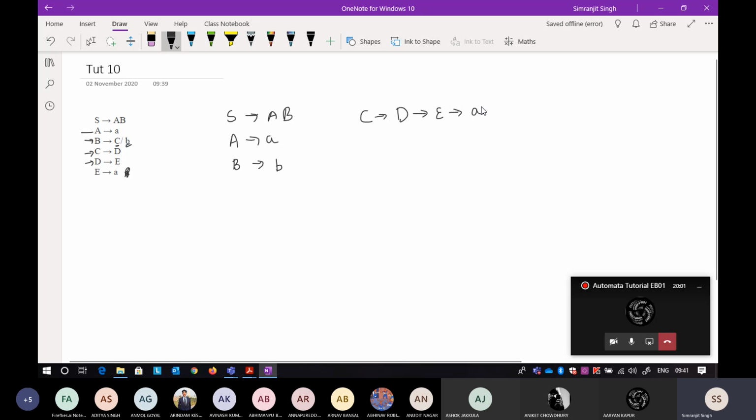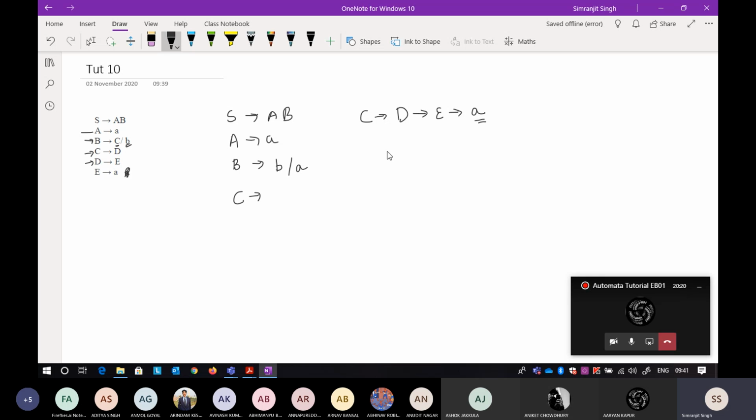So there is one terminal that is derived. Okay, so only one, and after E it is stopped. So I don't think you can go further. So if you replace C, in place of C you can write A. Okay, so now the unit production is eliminated.